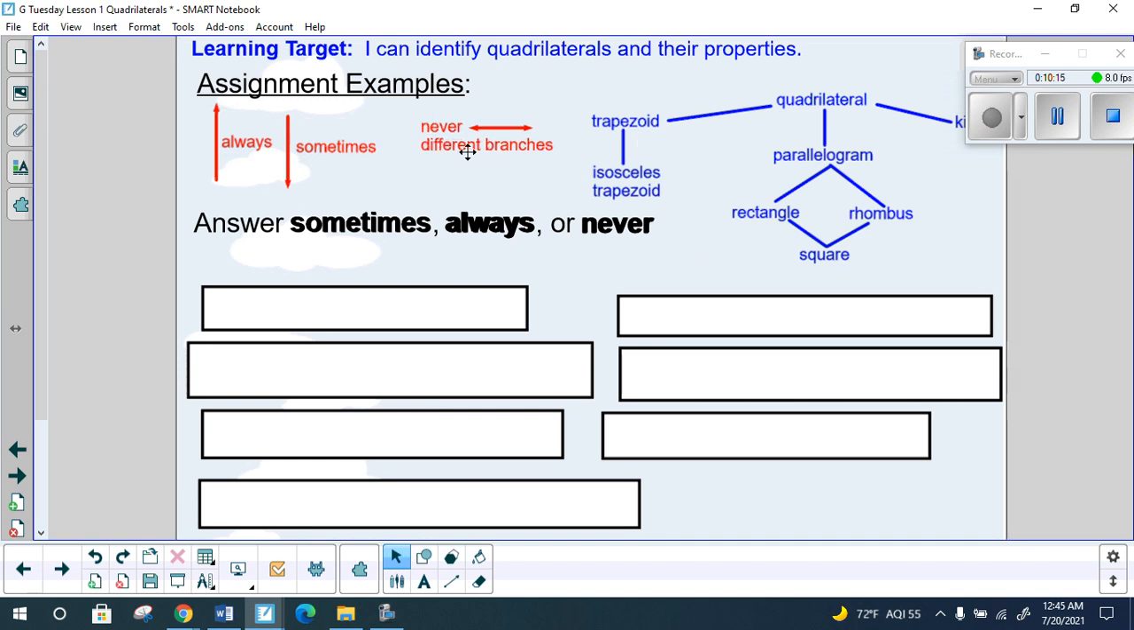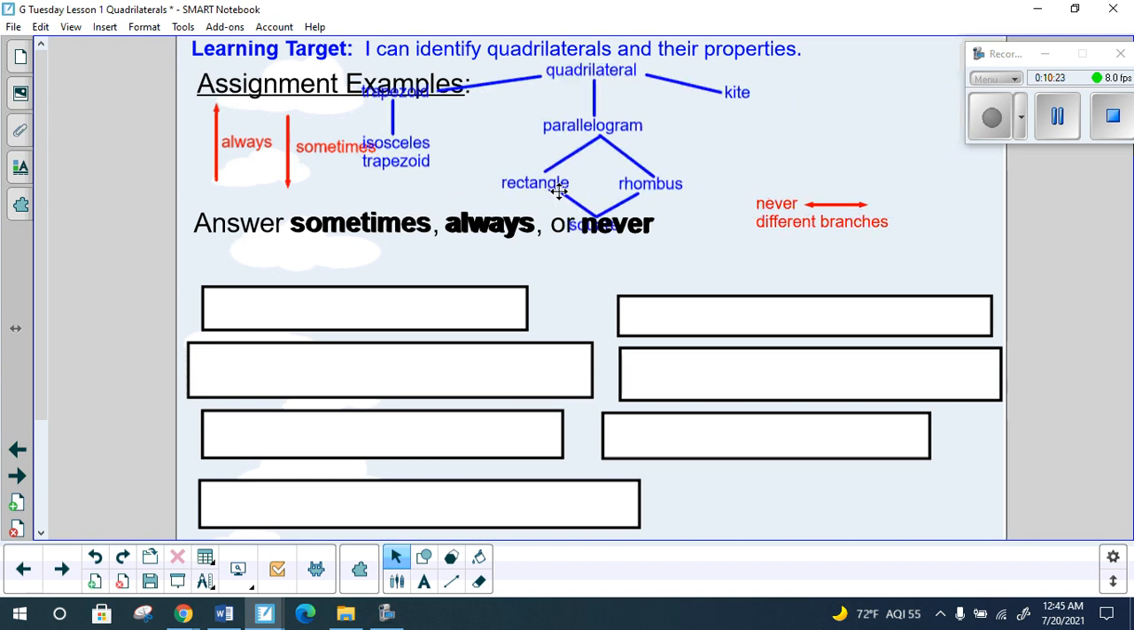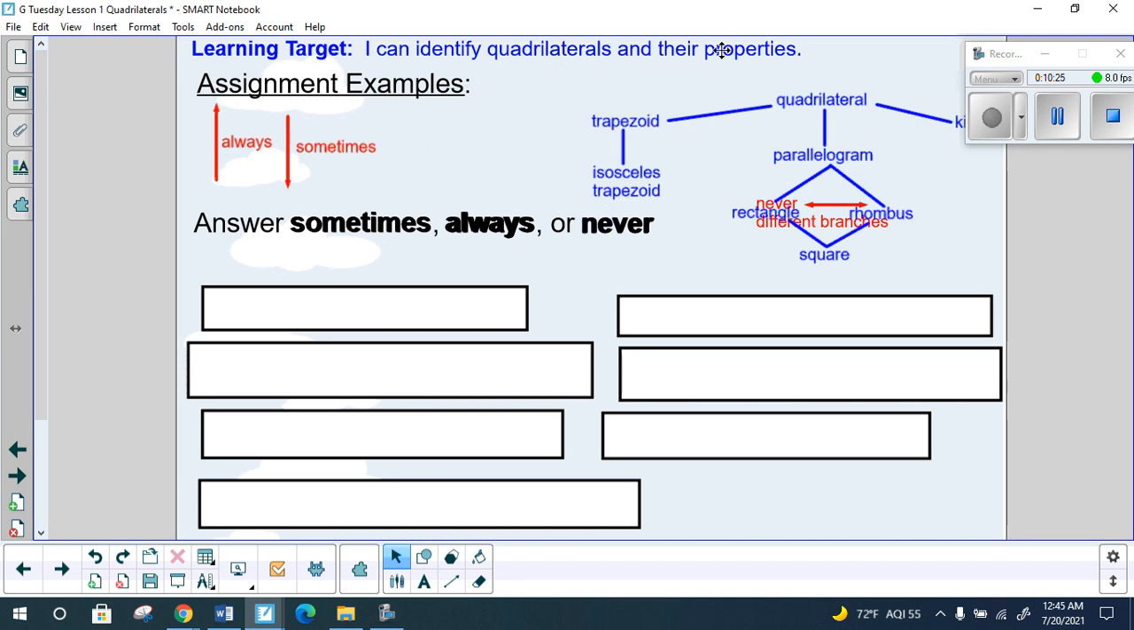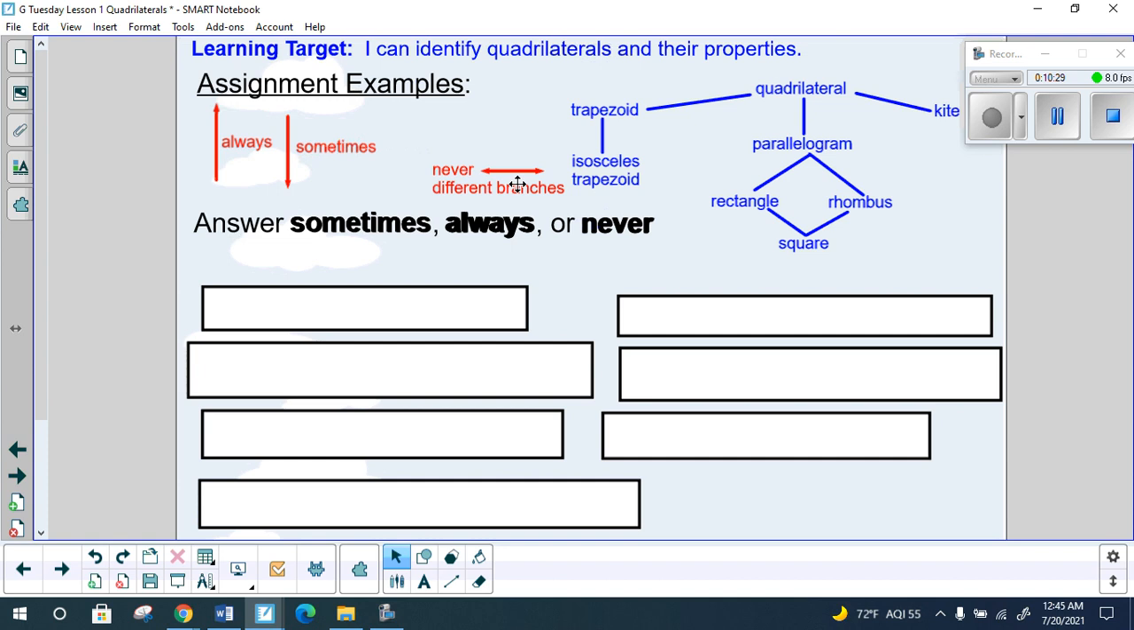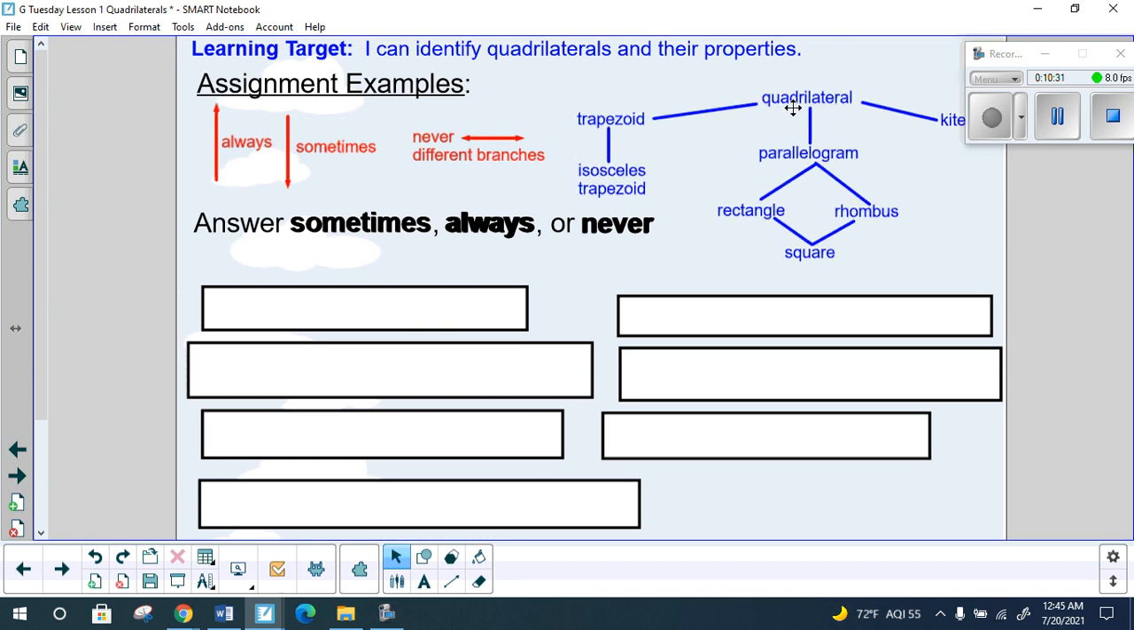Now, the only weird one right here, because they're on the same branch, if I said a rectangle is a rhombus, it is sometimes a rhombus because they're on the same branch. That's the only time I can go sideways. Okay, so let's look at some of these questions.